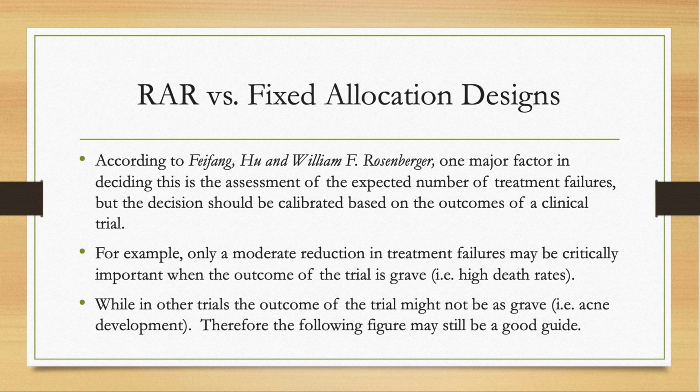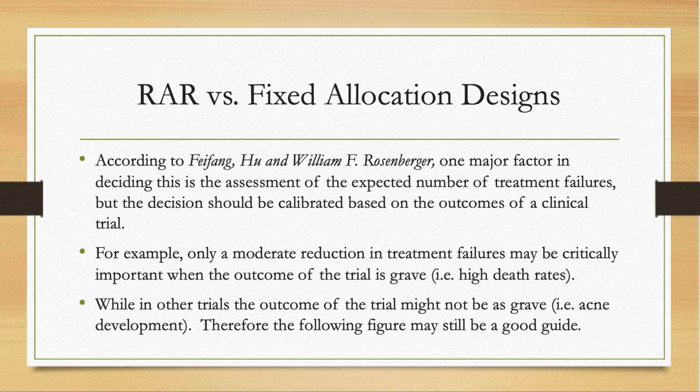According to Feifang Hu and William F. Rosenberger, one major factor in deciding this is the assessment of the expected number of treatment failures. But the decision should be calibrated based on the outcomes of a clinical trial. For example, only a moderate reduction in treatment failures may be critically important when the outcome of the trial is grave, for example, high death rates. Let's say the study outcome was how many people get Ebola virus or how many people get COVID-19. That's a critically important outcome because the trial is grave.